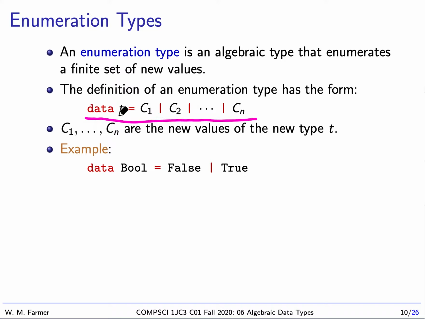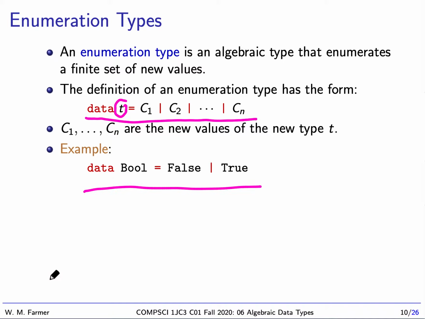It's given a name t, and then it has any number of constructors, but these constructors don't take any arguments. So we have n constructors here, and they will each represent the n values of our type t. Okay, so here's an example we've already seen.